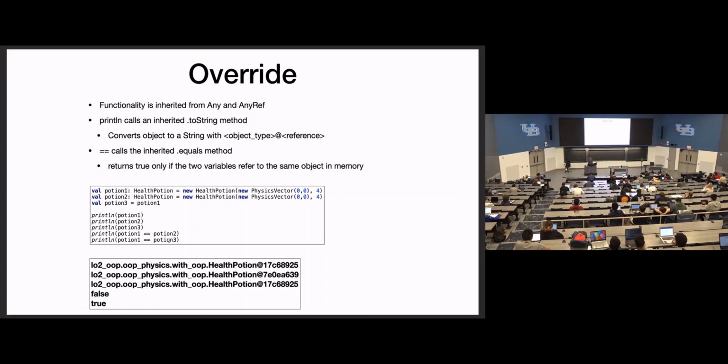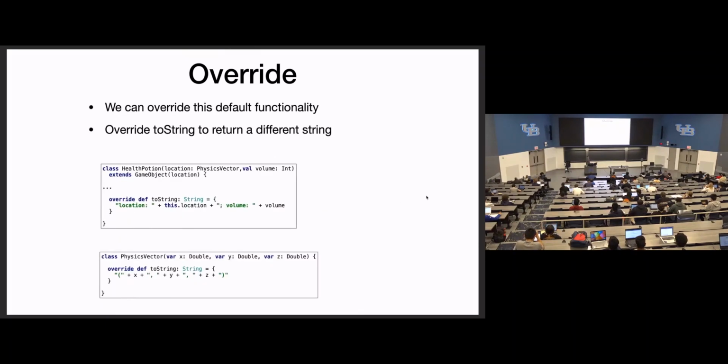But potion 1 and potion 3, we can compare them by reference and say these variables refer to the same object on the heap. So equal equal by default with the classes you write, objects of those types are compared by reference. Do these refer to the same object? Again, kind of useful, but not really. I mean, that's usually not what we're concerned with. So we're going to override this functionality.